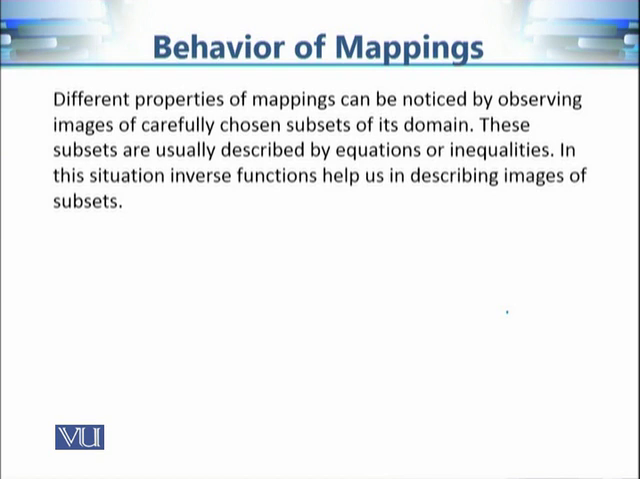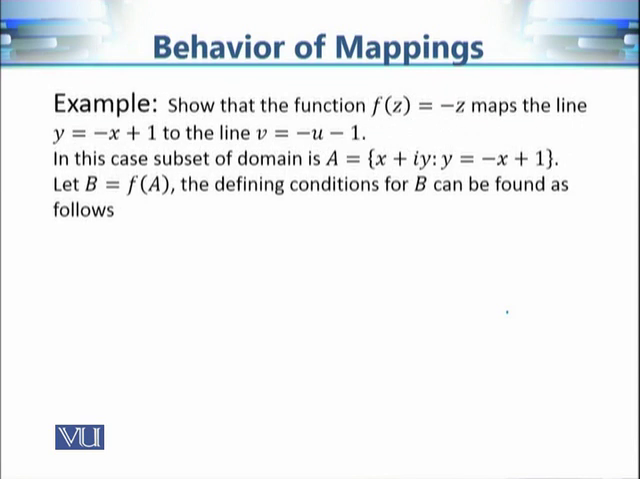Now what is the procedure for observing the geometrical behavior using the z plane and w plane? The idea is we take subsets from the z plane and we observe their images in the w plane, and based on those images we try to understand the geometrical properties or the behavior of the function. So let's consider a very simple function f of z equal to minus z, and in this case we choose the following set A, which is a straight line, and we try to calculate its image.